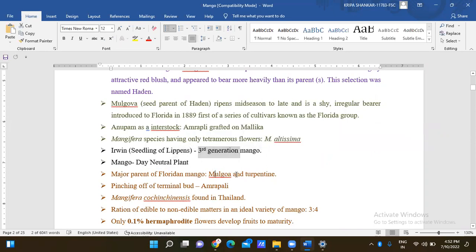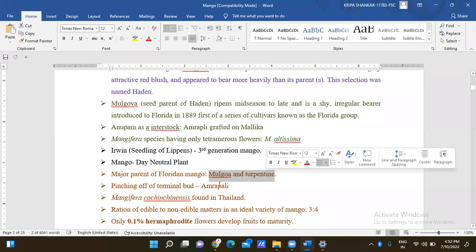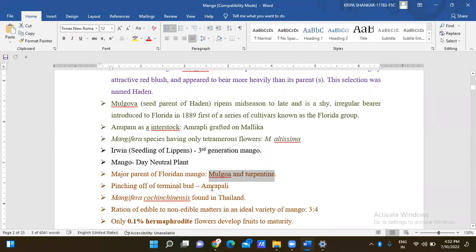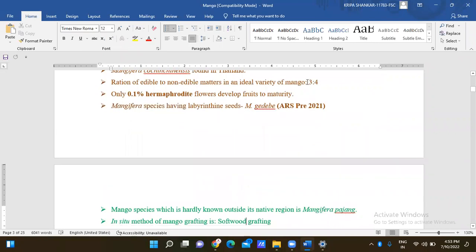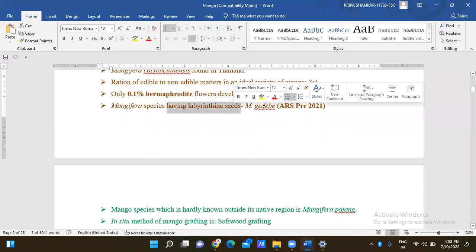Major parent of Florida mango is Mulgoa and Turpentine. Pinching off of terminal bud is mostly done in which variety of mango? That is Amrapali. Mangifera cochinchinensis is mostly limited to the Thailand region. Ratio of edible to non-edible is 3:4. Only 0.1% of hermaphrodite flowers develop fruits to maturity. Another question: Mangifera species having labyrinthine seed, that is Gedebe.